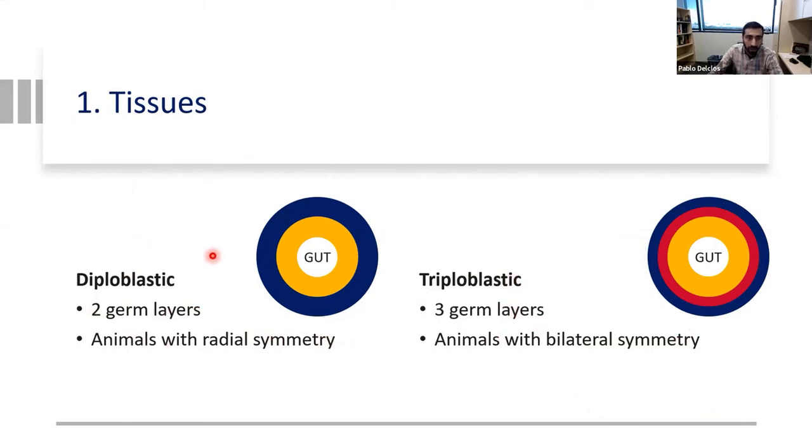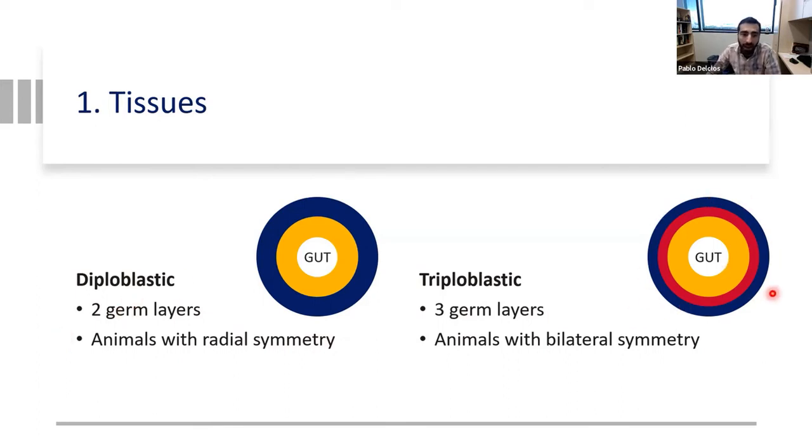So there's diploblastic tissues, and all this means is that there are two germ layers formed. Essentially, the exterior and then the wall that kind of lines the animal's gut. So there are only two germ layers in diploblastic animals. And we see this most typically in animals with radial symmetry. I'll go over that in a second.